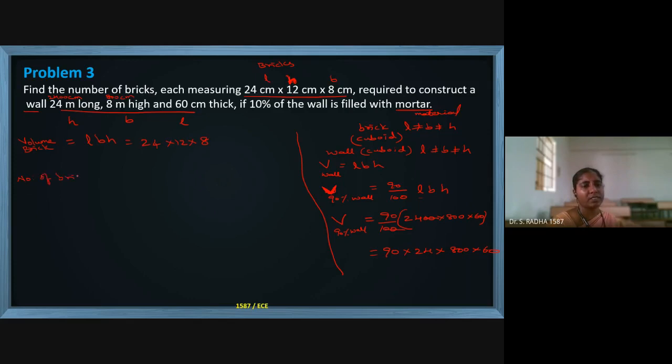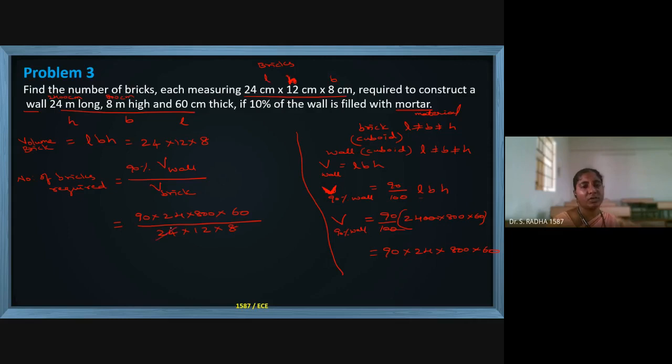Number of bricks required is nothing but 90% volume of the wall divided by volume of the brick. Already we calculated 90% volume of the wall is 90 into 24 into 800 into 60. Volume of the brick is 24 into 12 into 8.